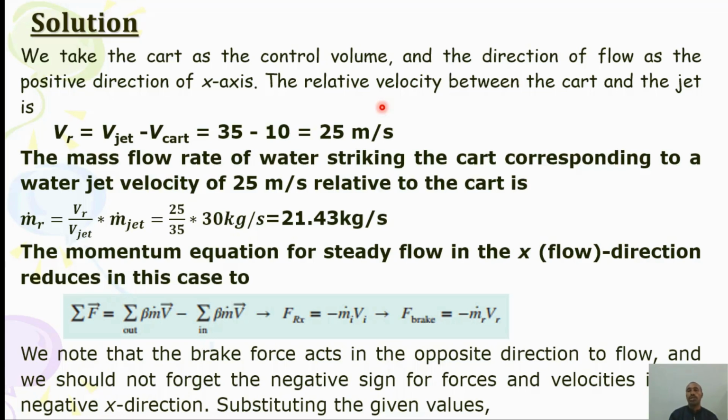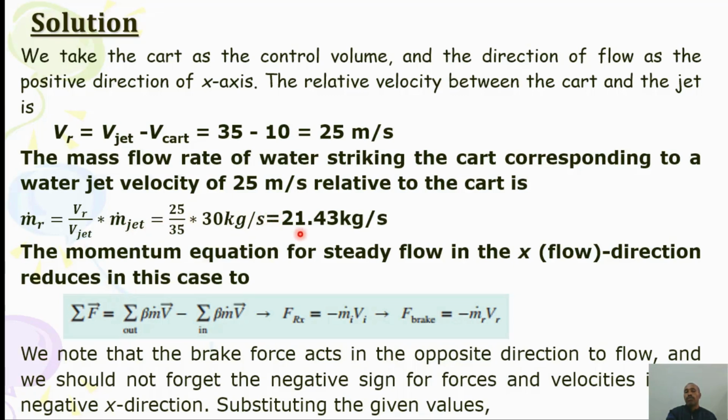So the relative velocity between the cart and the jet is nothing but the difference between the two velocities. So relative velocity is velocity of the jet minus the velocity of the cart, which is 35 minus 10, 25 meters per second. So this is the relative velocity between the cart and the jet. So the mass flow rate of water striking the cart, corresponding to the water jet velocity of 25 meters per second relative to the cart, is the relative velocity divided by the velocity of the jet times m jet, which is the mass flow rate of the jet.